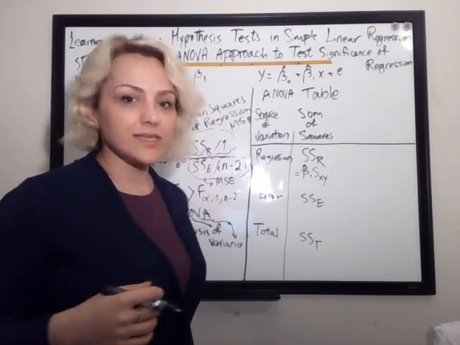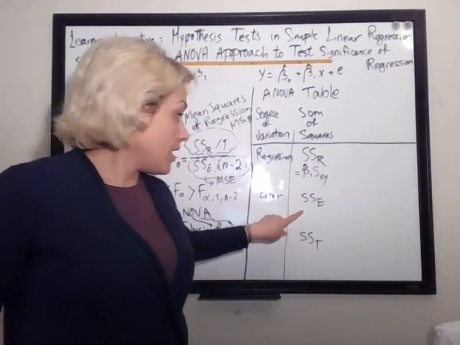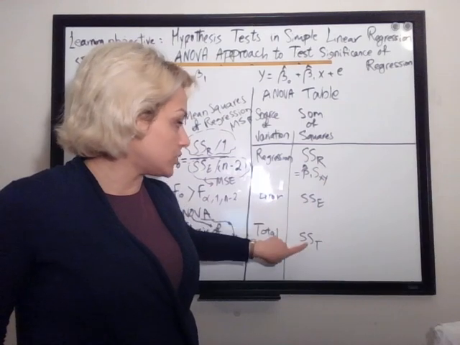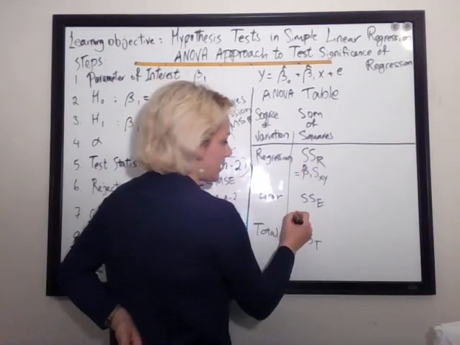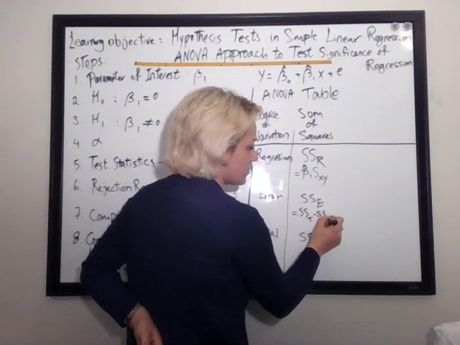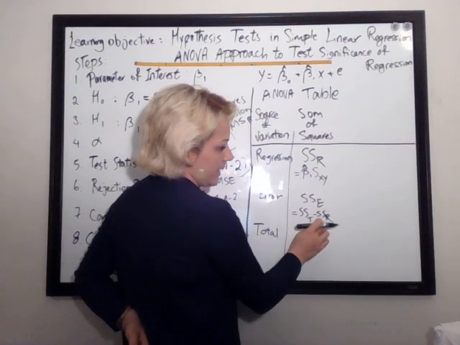The next one is the sum of squares of the error. We would say it's equal to the sum of squares of the total minus this amount. So this one is going to be equal to the sum of squares of total minus the sum of squares of the regression. And the sum of squares of regression, we found it here, right? So you can put this value here.